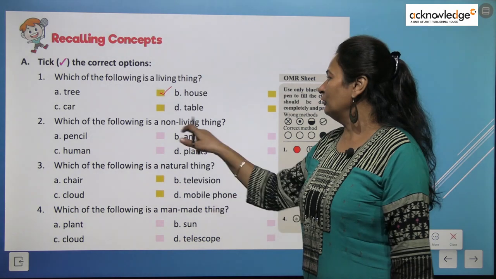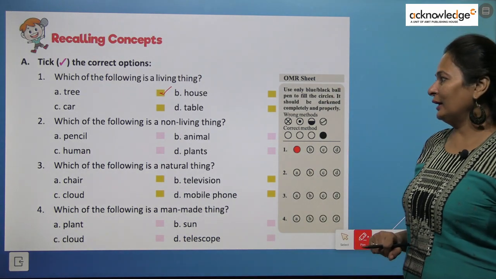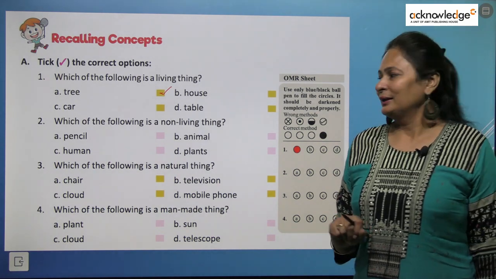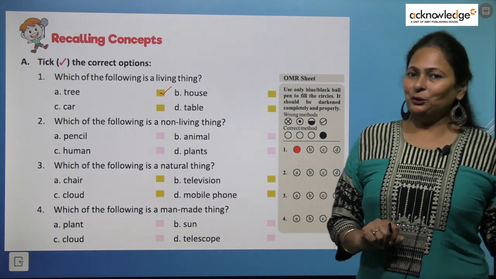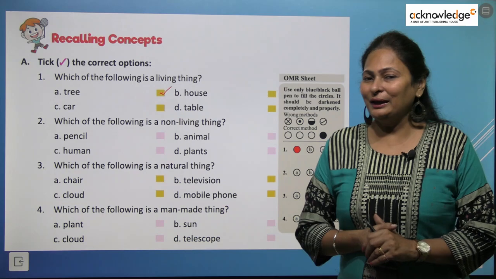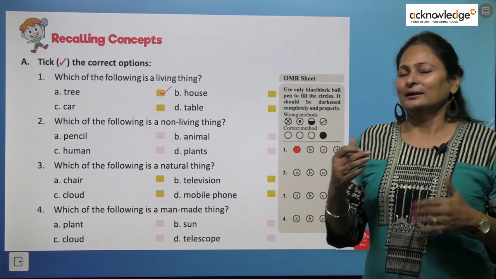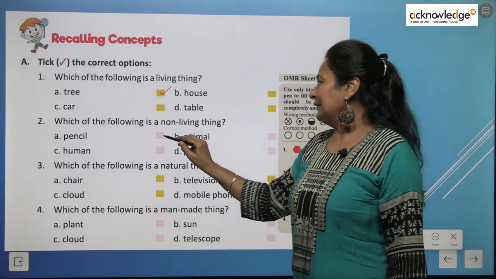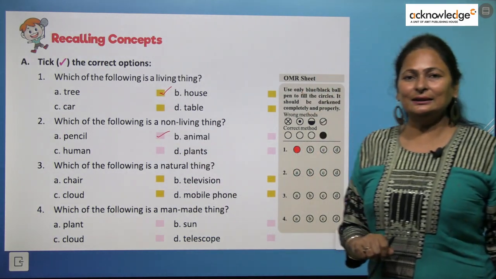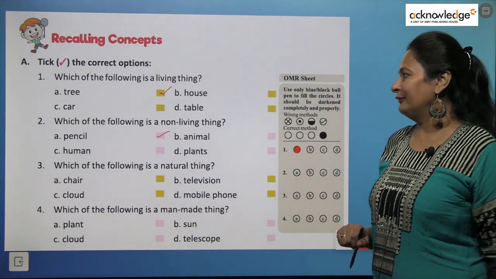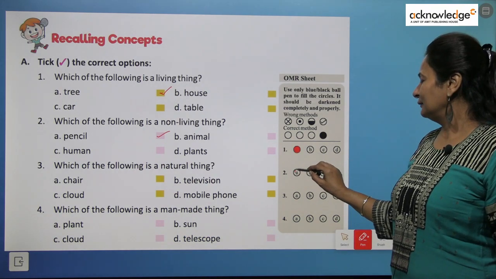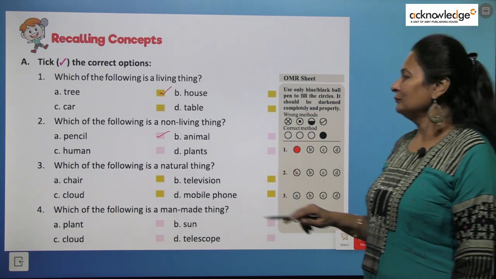Second is, which of the following is a non-living thing? Pencil, animal, human and plants. Animal, plants and humans have all the living being characters, right? They all have life, so they are living beings. Pencil is the correct answer. Pencil is a non-living thing. Also fill the A here. Alright.